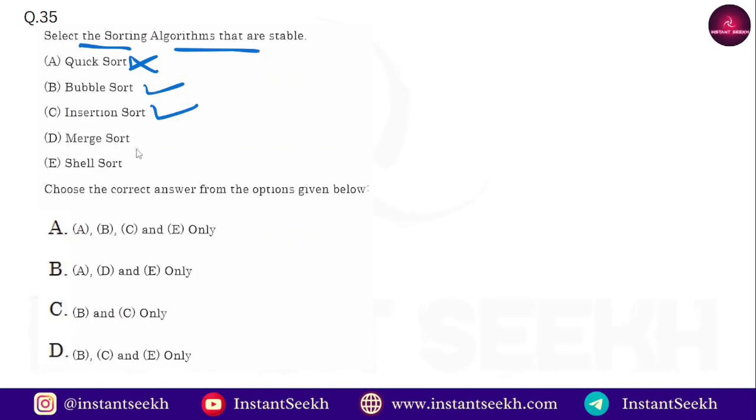Merge sort is often implemented as stable, but it is not inherently stable. It depends on the implementation. It is kind of a maybe situation, but not fully stable. Last, shell sort: it is not a stable sorting algorithm because it can move elements over far distances, potentially altering the relative order of equal elements. So this is also wrong. Your correct answers are only option B, bubble sort, and insertion sort, so option C is your right answer for this particular question. Question number 35. Let's move on to the next.